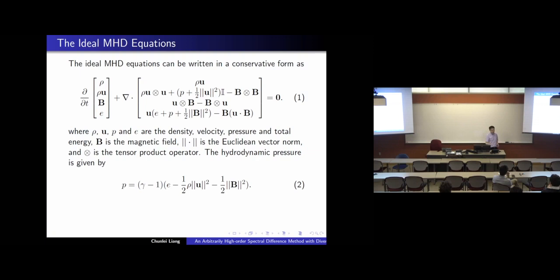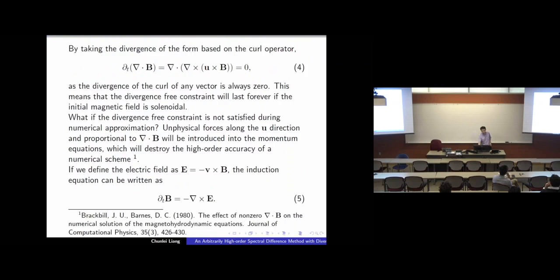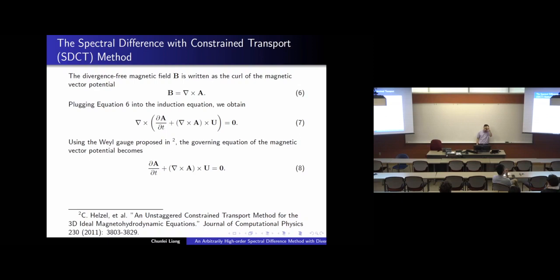So whenever you build an algorithm, you need to ask yourself, will my algorithm satisfy the divergence-free condition for the magnetic field? If not, then your method will probably blow up. So this is one difficulty in MHD simulations. Okay, so I will move on to one attempt.